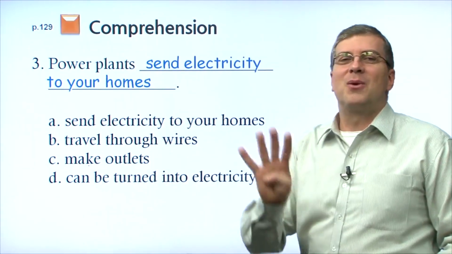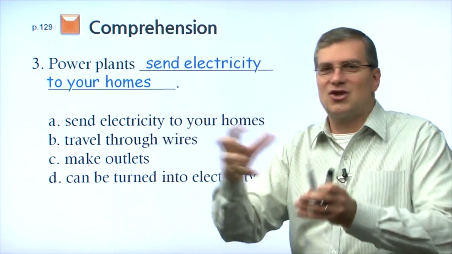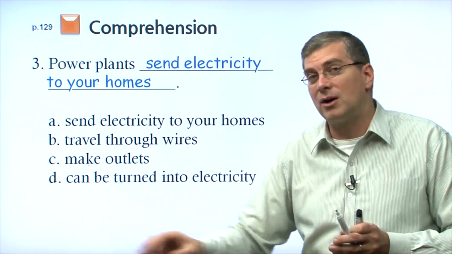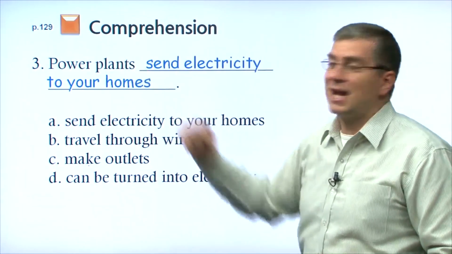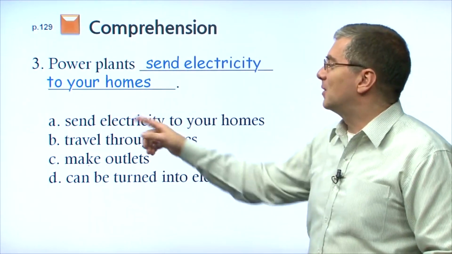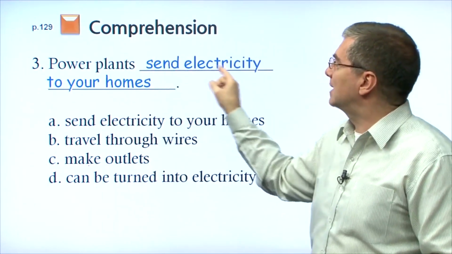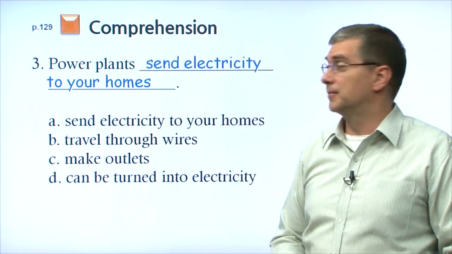And the last one, power plants can be turned into electricity? No, that's not one of the 4 ways that we get electricity. A power plant is a building. You can't change that building into electricity, right? You can change moving water, sunlight, heat into electricity, but you cannot change a power plant into electricity. Okay, so the only correct choice is A. Power plants send electricity to your homes, and that's what power plants do.